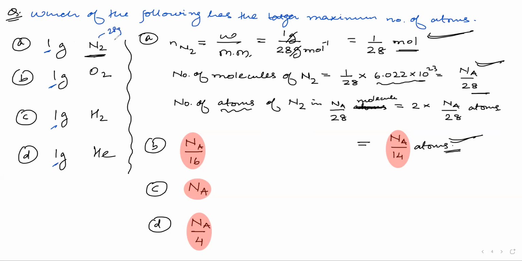This is 28 grams per mole, molar mass is 28. Its molar mass is 16. Its molar mass is 2. Its molar mass is 4. So in all of these, the molecule with the lowest molar mass will have the highest number of atoms. Okay, this is just a short trick. If the masses are same, then you calculate the molar mass for the following. And then the molecule with the lowest molar mass will have the largest number of atoms. Can you remember this?